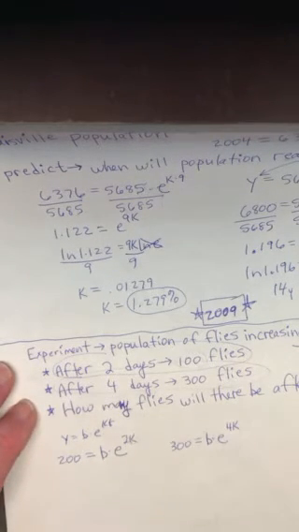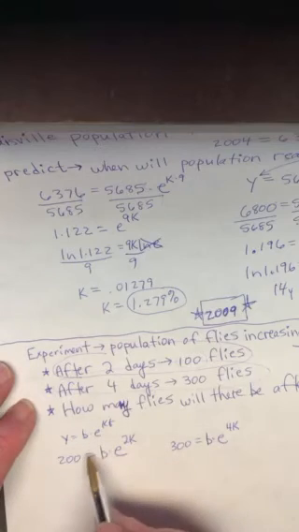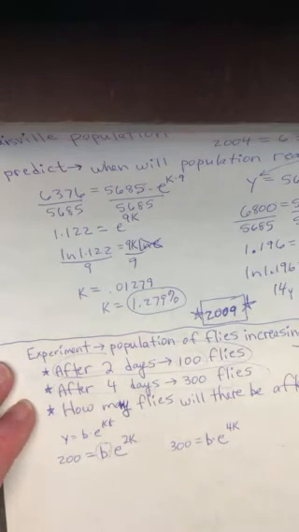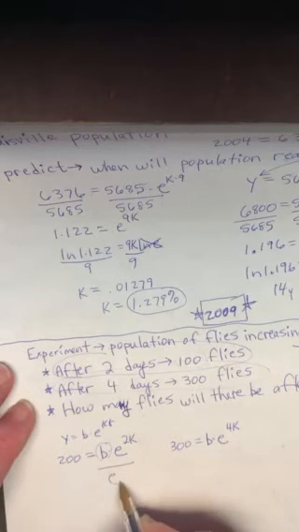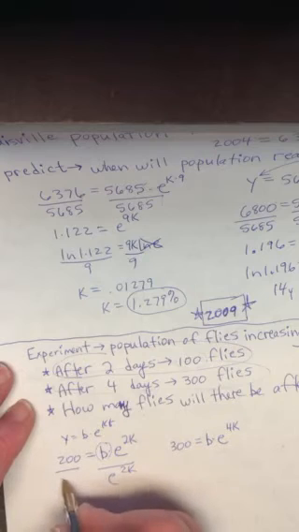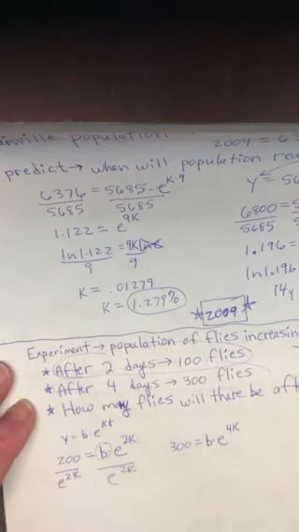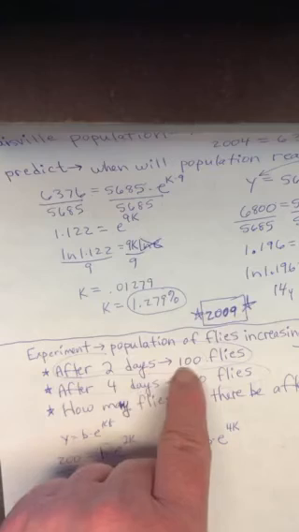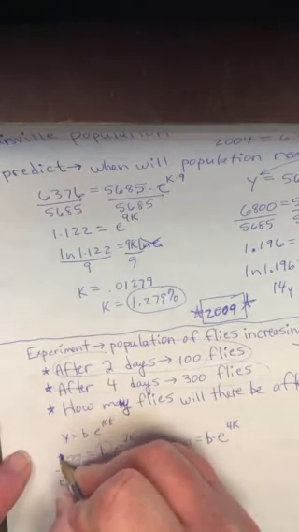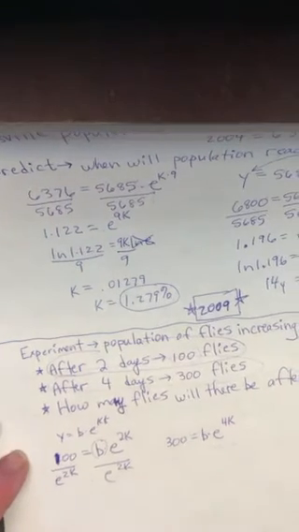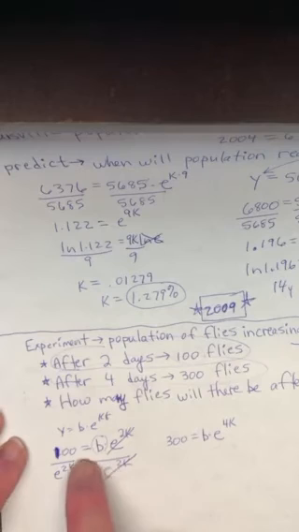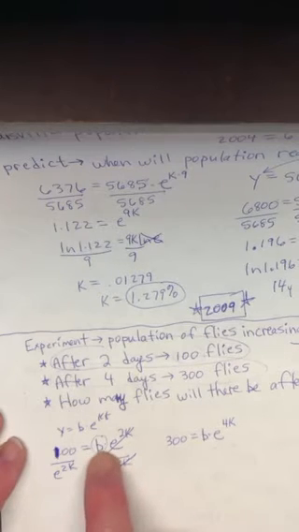So algebraically, if I told you, look guys, over here at equation 1, if I said, let's get that b all by itself, do you agree you would divide by the e to the 2k. Now hold on, I just caught myself making a mistake. After 2 days, there were 100 flies, not 200. So this should be 100, agreed? There we go. So we have 100 over e to the 2k is equal to b. Now what can I do? Think about it.